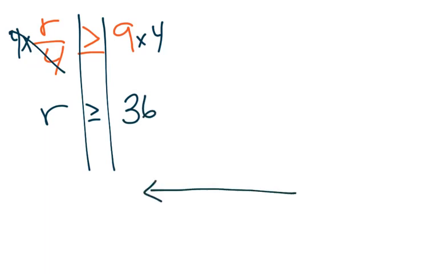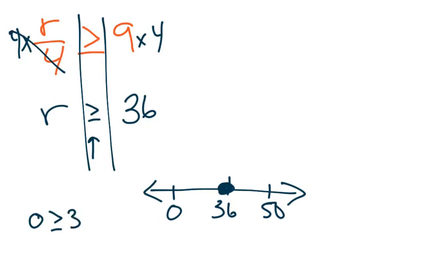All right. My inequality symbol here tells me that's going to be a closed circle at 36. 50 is bigger than 36 and 0 is smaller. I'm going to check, is 0 greater than or equal to 36? It's not equal to, but 0 is also not greater than 36. No, that one doesn't work. Is 50 greater than or equal to 36? It's not equal to, but 50 is greater than 36. Draw my arrow this way.